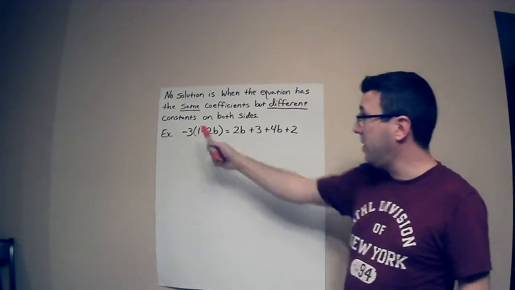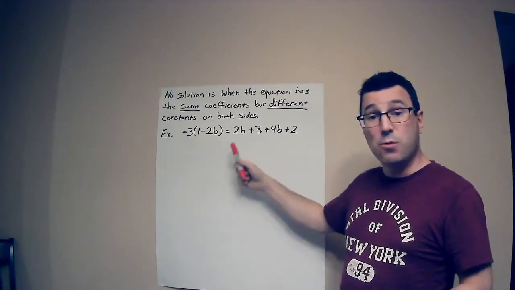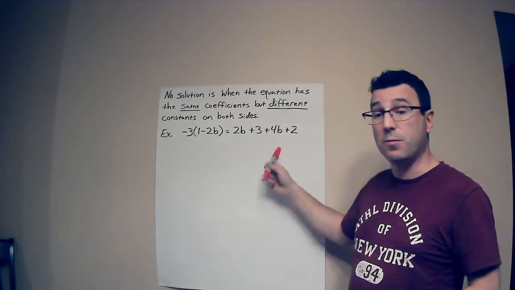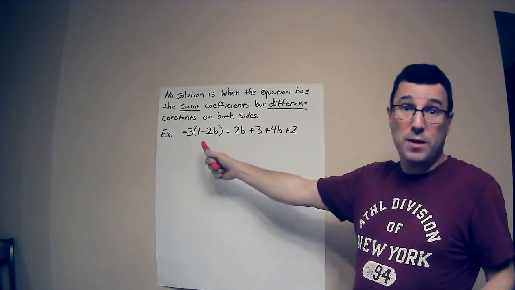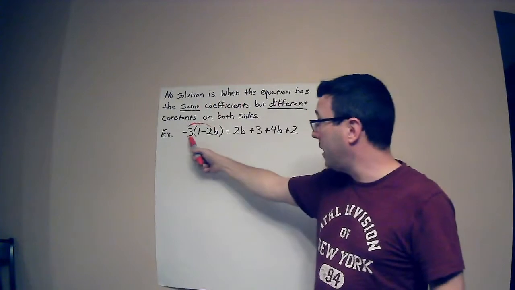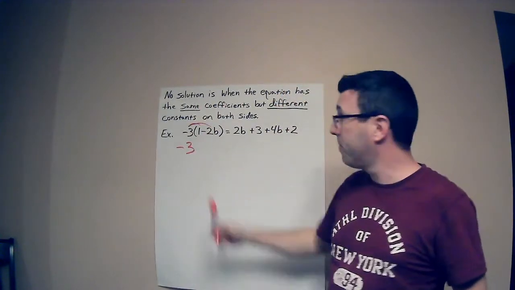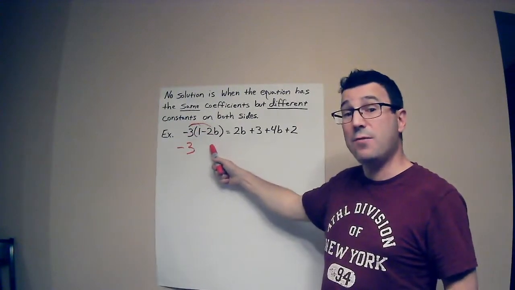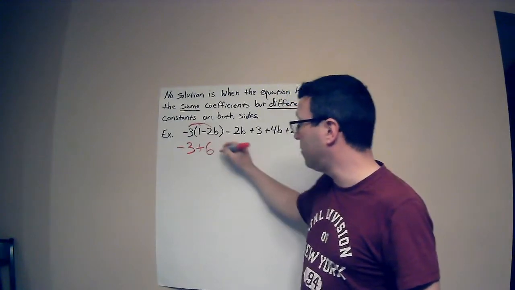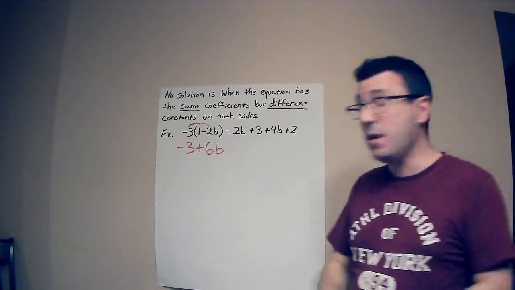So again, we have negative 3 times the quantity 1 minus 2b equals 2b plus 3 plus 4b plus 2. I'm going to start with my distributive property. Multiply the negative 3 through. We get negative 3 times 1, which is just negative 3. Negative 3 times a negative 2b, negative times a negative is a positive, 2 times 3 is 6. So on the left-hand side, we get negative 3 plus 6b.